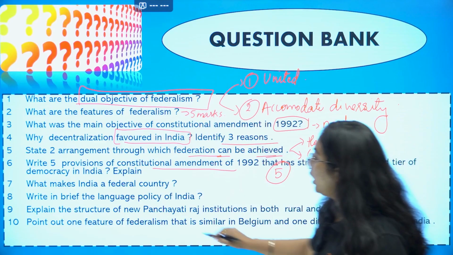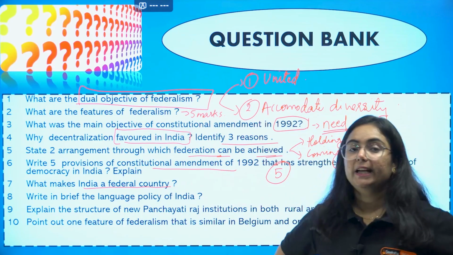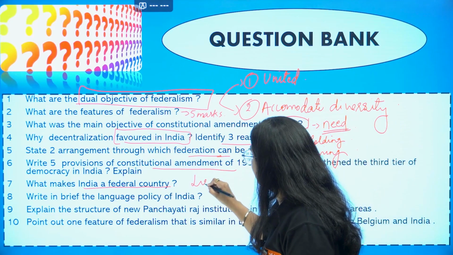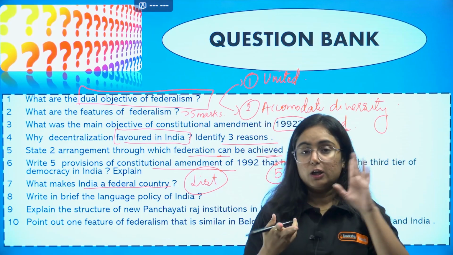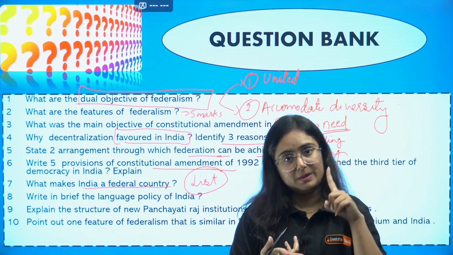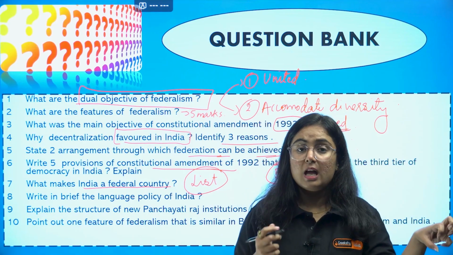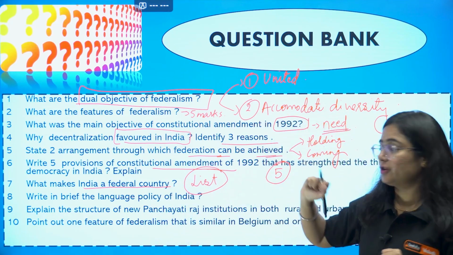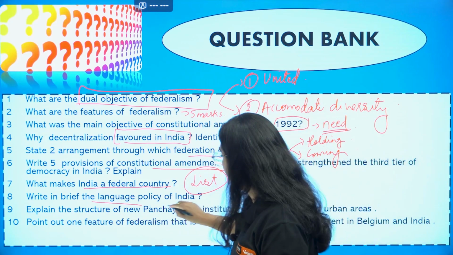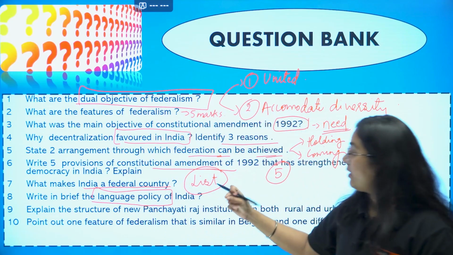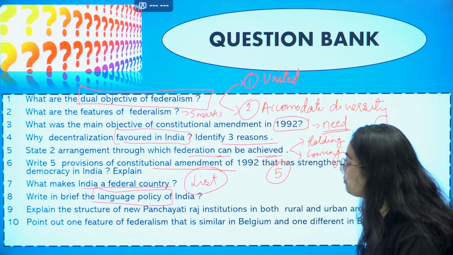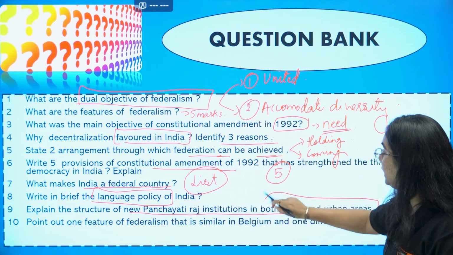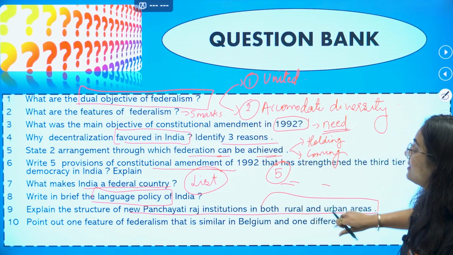What makes India a federal country? Very important. What makes India a federal country is the adoption of that list. Do not get confused, there are 2 questions. How federalism is practiced is different. What makes India a federal country is different. The list we need to mention here. Describe in brief the language policy in detail. Explain the structure of the new Panchayati Raj in both rural and urban areas. This is the last slide we discussed.